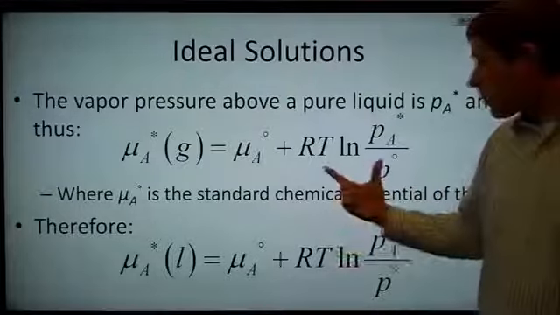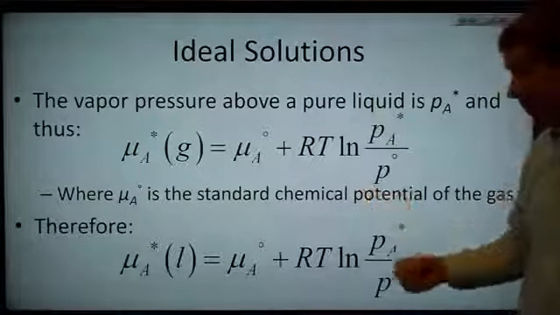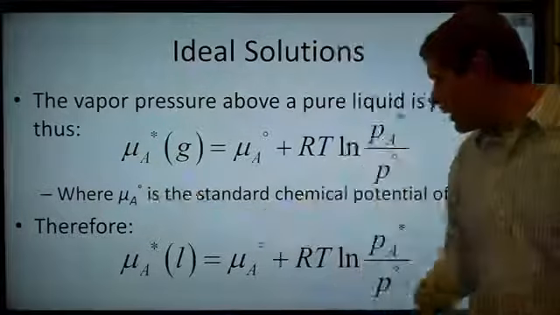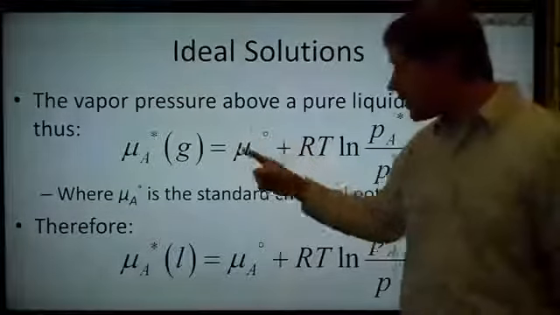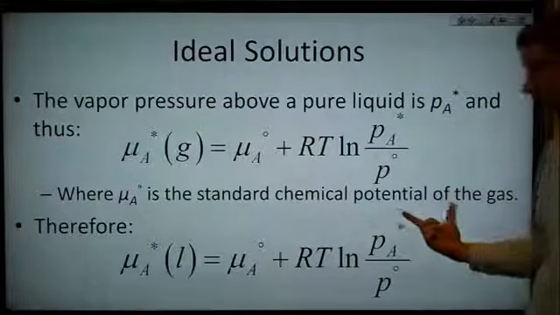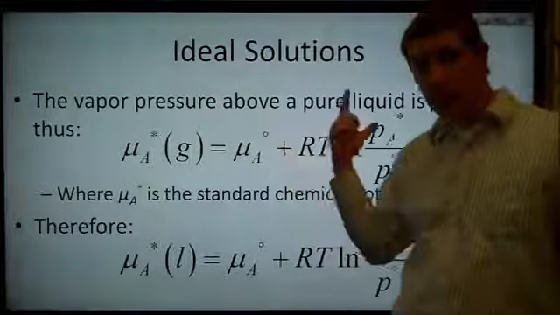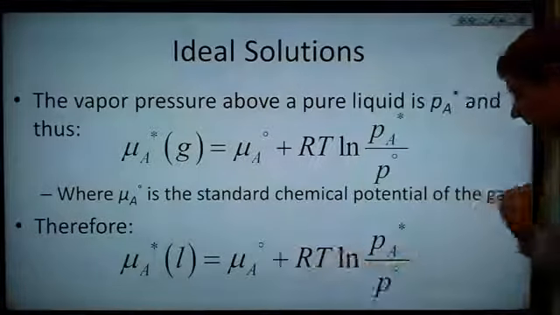And so note that the P naught is 1 bar again. So this quantity, the mu A naught, is the standard chemical potential of our gas. So that's at standard temperature and pressure. So that means that now we can write this.